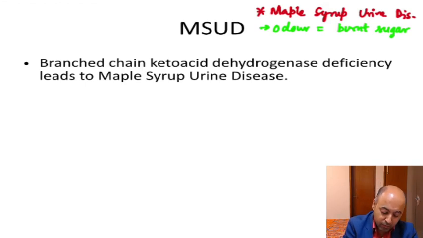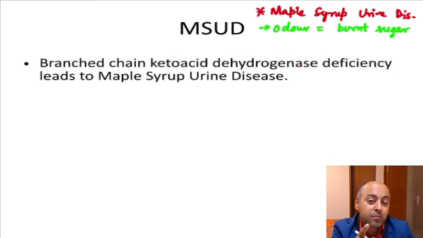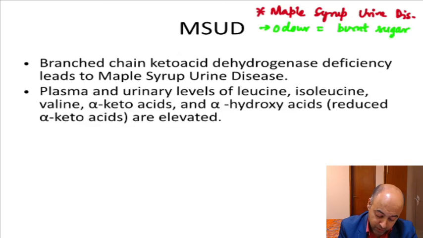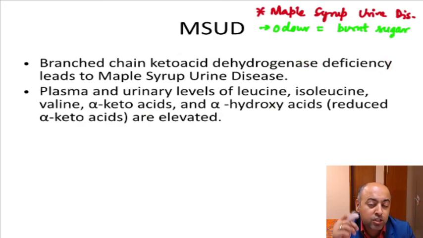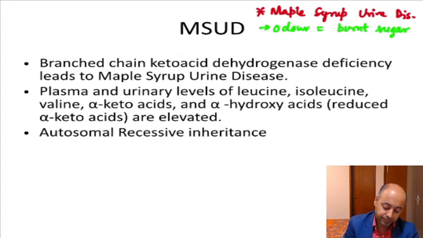Okay, so maple syrup urine disease. The problem is branched-chain keto acid dehydrogenase deficiency. Now remember, which are the branched-chain amino acids? The branched-chain amino acids are leucine, isoleucine, valine. That is why their levels will be elevated. Their metabolites, alpha keto acid, alpha hydroxy acid, will also be elevated. But after the formation of alpha keto acid, the keto acid dehydrogenase deficiency is there. Further metabolism is not happening, so the accumulation will take place.